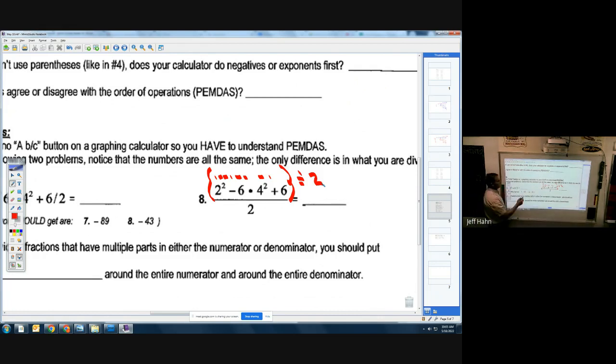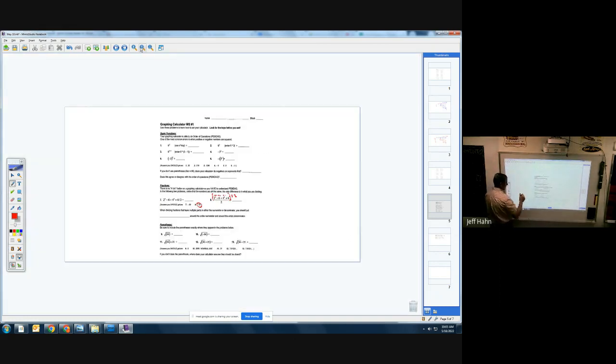But the answer to this one should be 43. So type it in so you get 43. Did you get 43? Yes. Okay. So again, the calculator can't think for you. It can only do what you tell it to do. So you have to be very, very careful on that. Now, where else are we here?